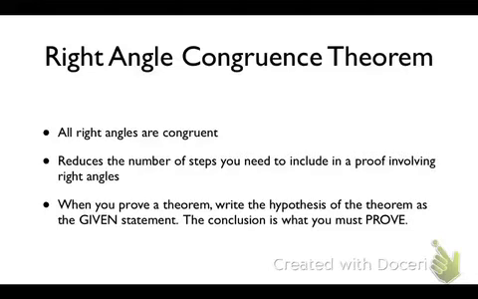We use this theorem in order to reduce the number of steps you need when we're using a proof involving right angles. So let's look at the proof of this theorem. When you prove a theorem, we're going to write the hypothesis of the theorem as the given statement, and then we're going to use the conclusion as what we must prove. So again, this theorem says if two angles are right angles, then the two angles are congruent. So let's look at a proof of this theorem.